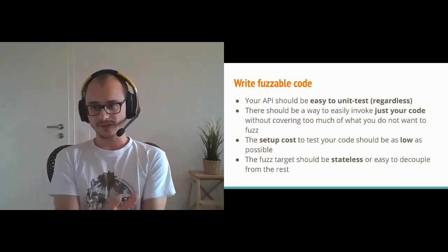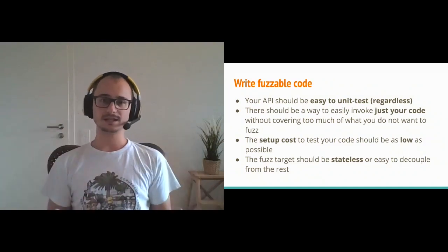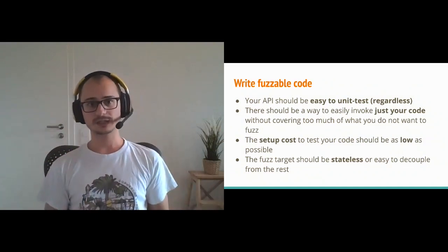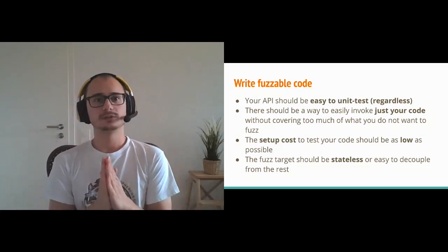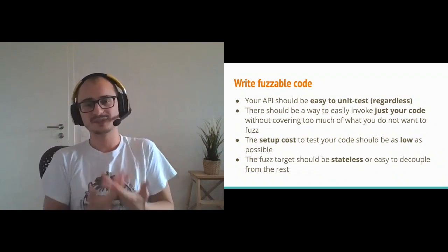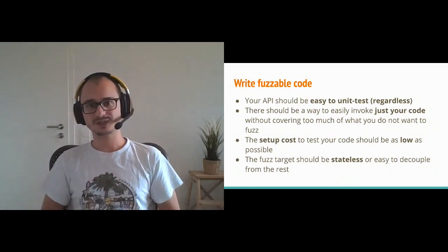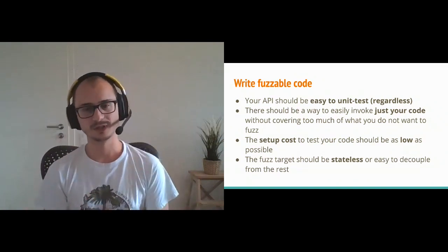To do that, you need to write fuzzable code. Fuzzable code means that it must be code that is easy to unit test. And if you write code that is hard to unit test, you should probably need to rethink your code a bit. I've done that in the past. I'm not shaming anyone here. It's just sometimes you write the code and you realize it's hard to test, so it's probably bad code to use because the tests are the first users of your code.